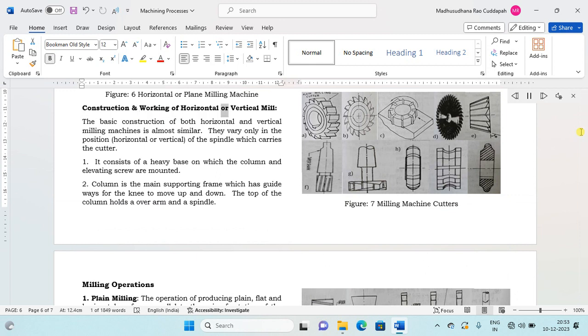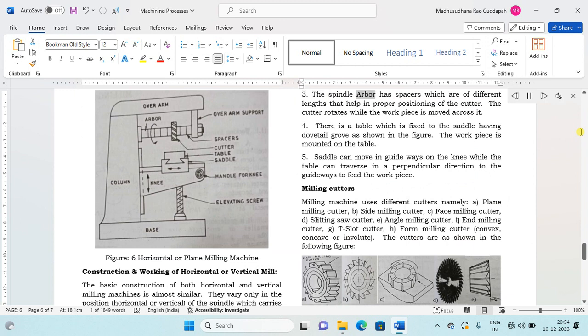Construction and working of horizontal or vertical mill. The basic construction of both horizontal and vertical milling machines is almost similar. They vary only in the position, horizontal or vertical, of the spindle which carries the cutter. 1. It consists of a heavy base on which the column and elevating screw are mounted. 2. Column is the main supporting frame, which has guideways for the knee to move up and down. The top of the column holds an overarm and a spindle. 3. The spindle arbor has spacers of different lengths that help in proper positioning of the cutter. The cutter rotates while the workpiece is moved across it.